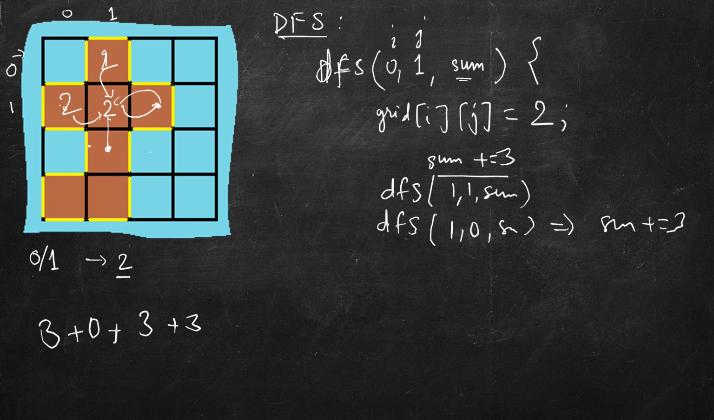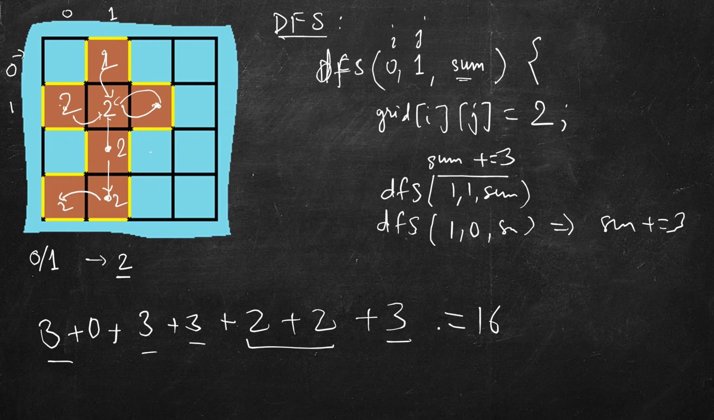So it's 3, 3, 3, 3. That is 12 plus 4, 16. So this way also you will get the same answer. I will write both of these codes in C++, but in Java and Python, I will just write the iterative one. So this is the problem, and I had taken this same example.